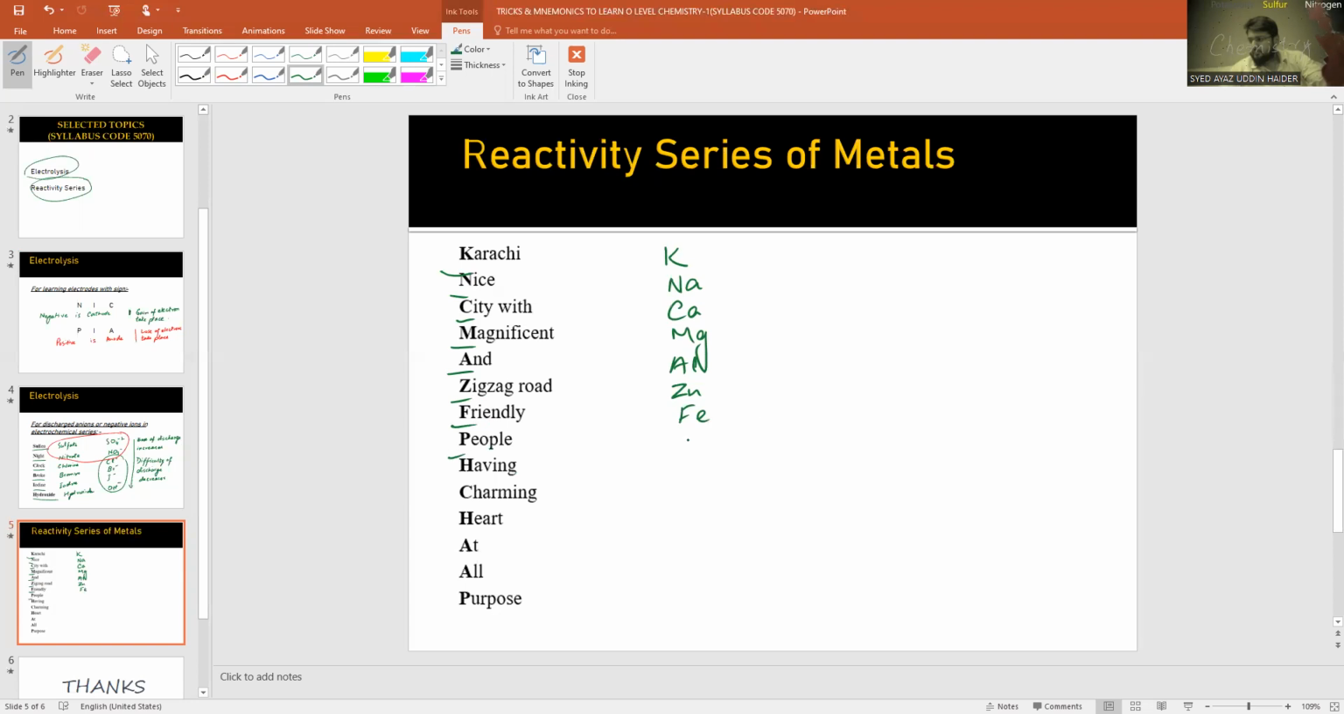P, lead, Pb is the symbol. Having, H is the symbol for hydrogen. Charming, Cu is the symbol for copper. Heart, Hg, symbol for mercury. At, Ag, symbol for silver. All, Au, symbol for gold. Purpose, Pt, symbol for platinum.